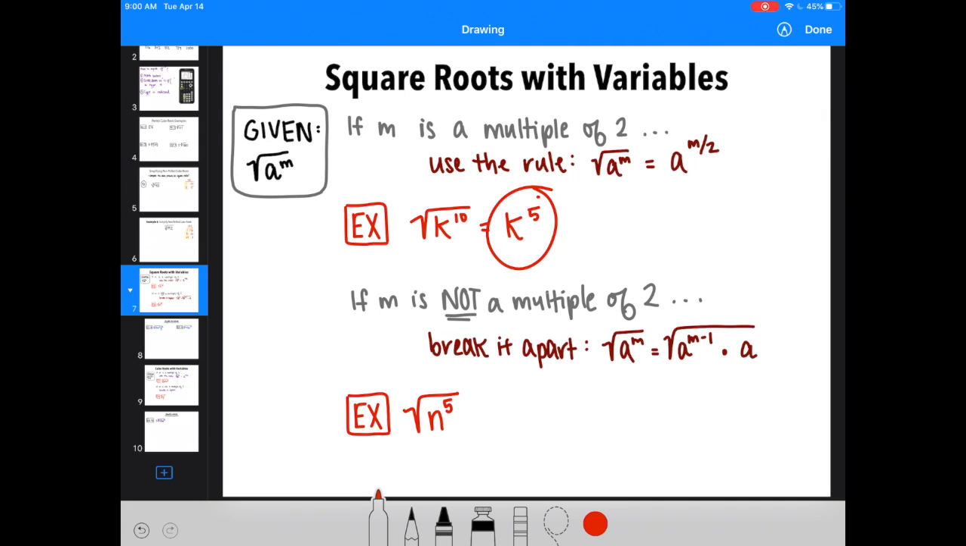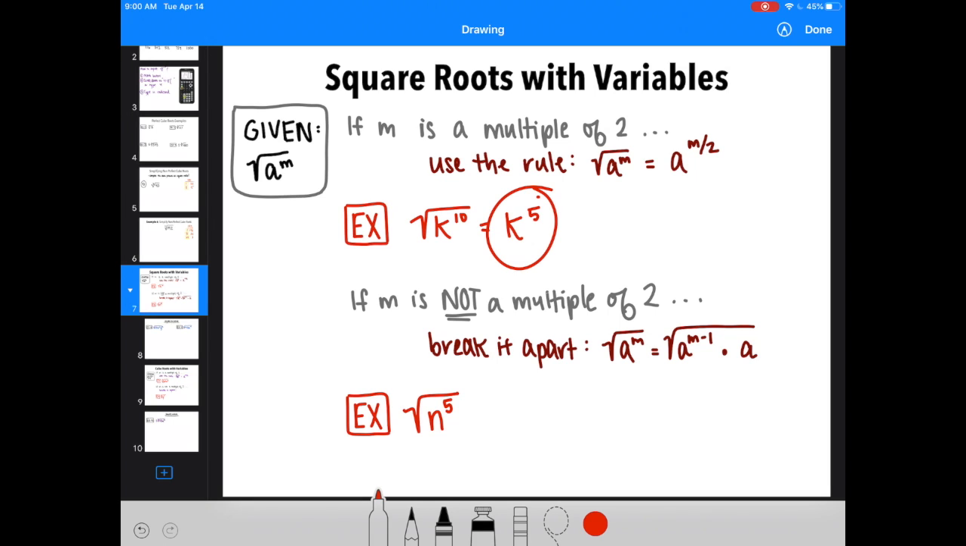So if you have a variable underneath your radical, and it is divisible by 2, meaning it's even, then I'm going to just divide that exponent by 2 and get rid of that radical. However, let's say it's not a multiple of 2, and it's an odd number, okay? You're basically going to break up that radical so it is divisible by 2.